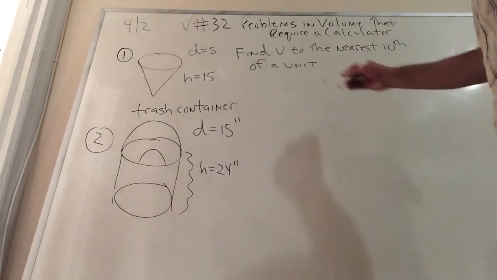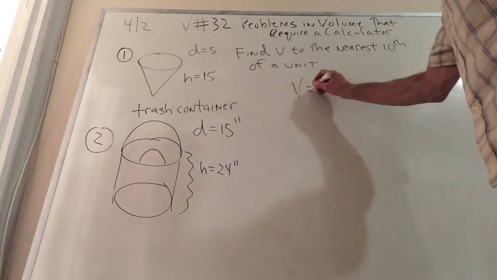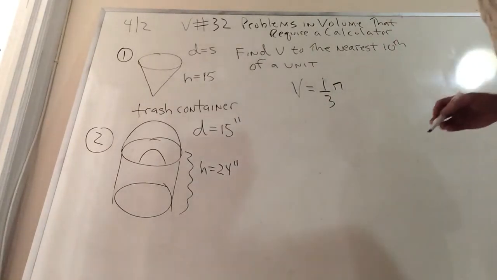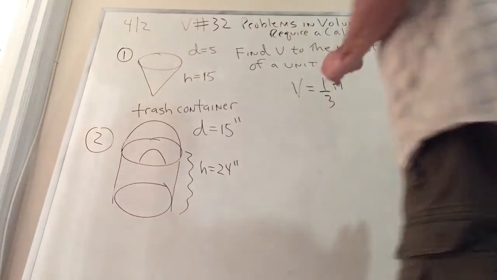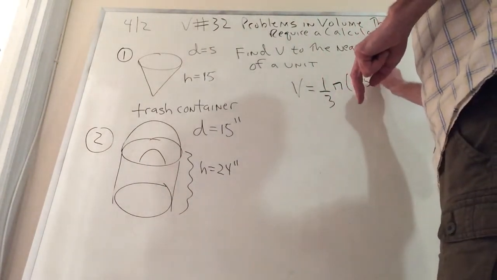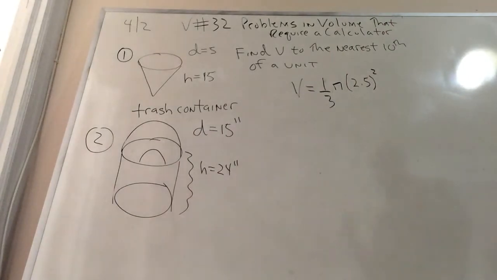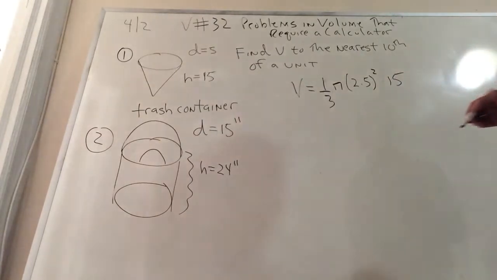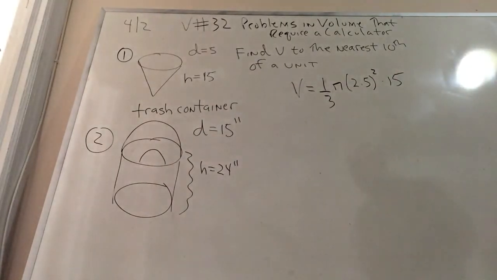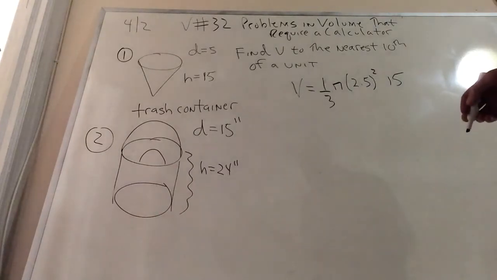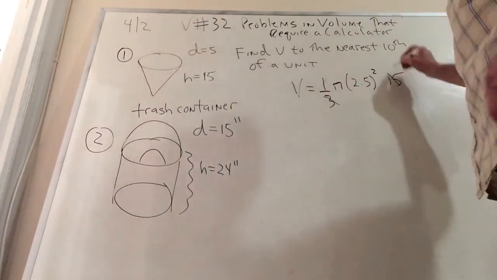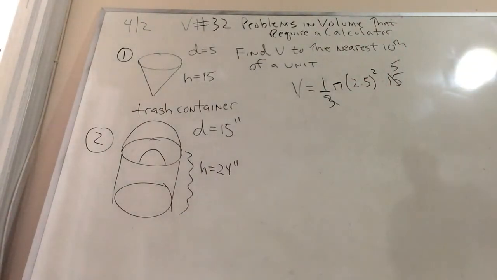Well, we know that V equals 1/3 pi, which has to be evaluated now since they asked us to 1/10. And the radius here is half of 5, which is 2.5. So they expect you to write that in. And finally, the height is 15. And this particular problem's in units. And I would recommend in this particular case that we just do this, okay? It won't make a difference, but there it is.